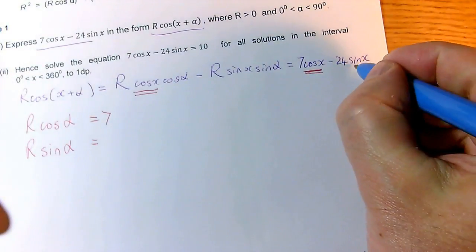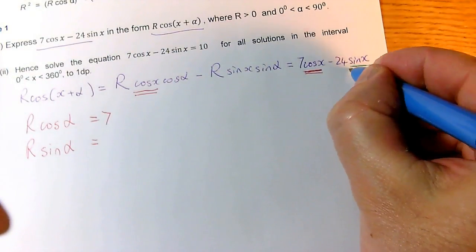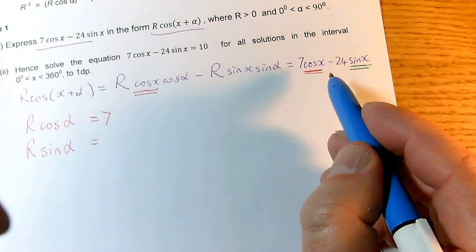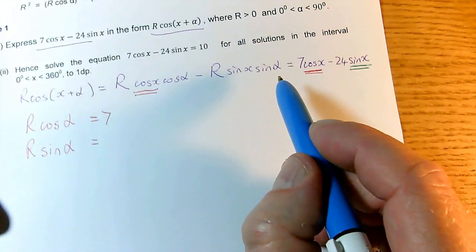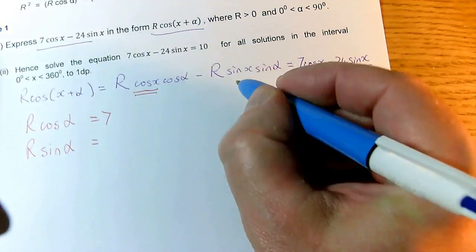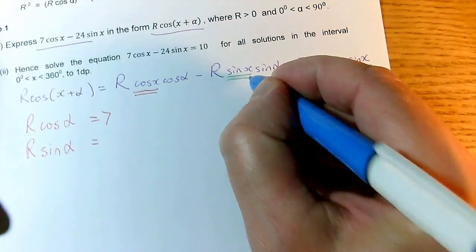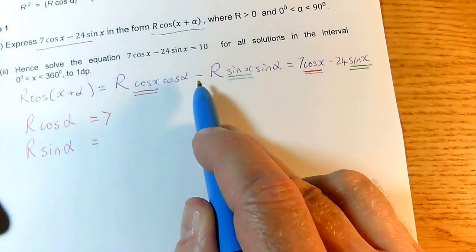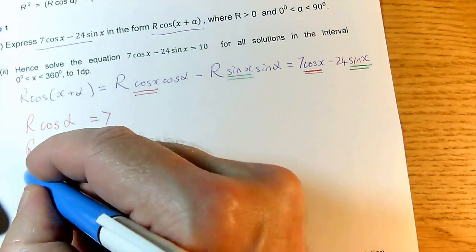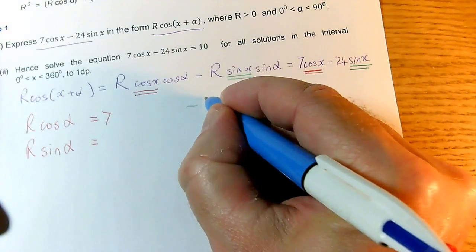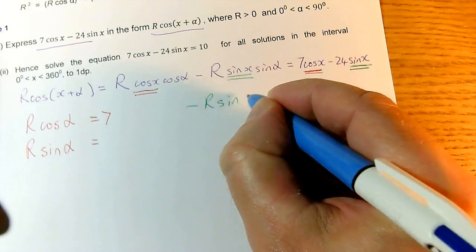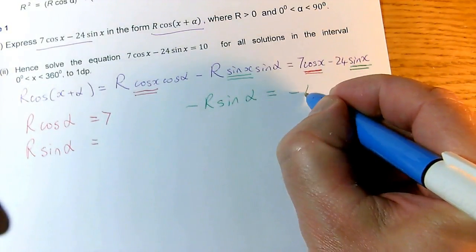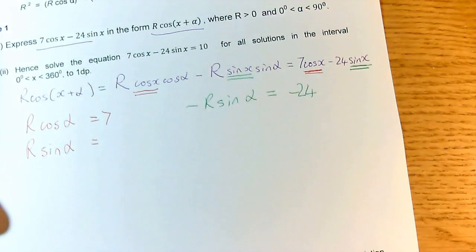So the other term is 24 times sine of x. So something is going to equal this 24. Okay, so I've got sine x's there, so that's going to match with this sine x term here. So what have I got with the sine x term here? Well, I've got minus r sine alpha. So I'm going to get minus r sine alpha equals, and on this one I've got minus 24 in front of the sine x, so I'm going to get minus 24.